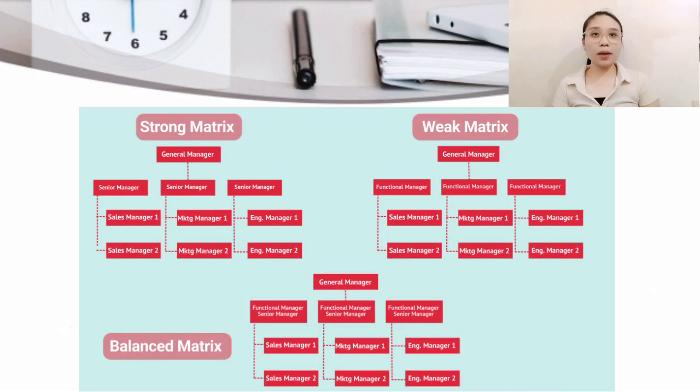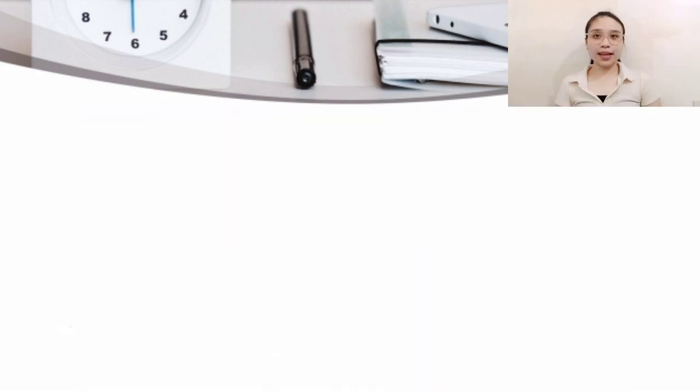The example of matrix organizational structure is this. As we can see in the picture, it has multiple managerial accountability and responsibility. In strong matrix, the authority lies with a project manager who has a senior role within the company. Next is weak matrix, where power lies with the functional manager completely. Lastly is balanced matrix, where power is equally distributed to both the project and functional manager.